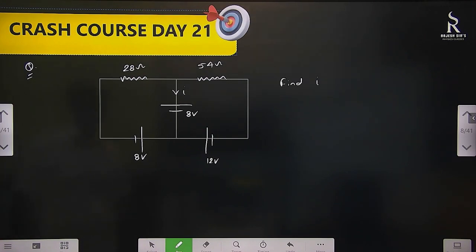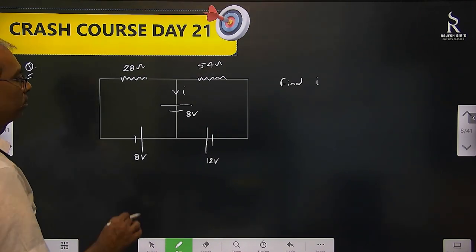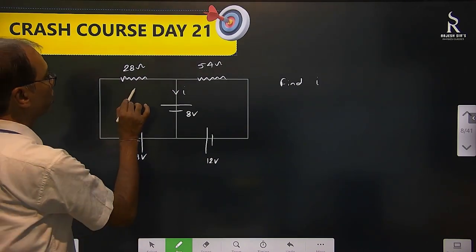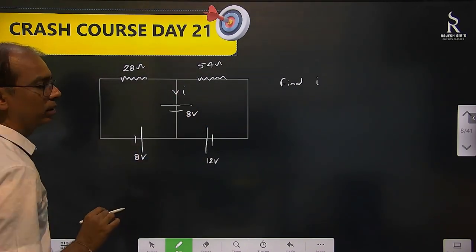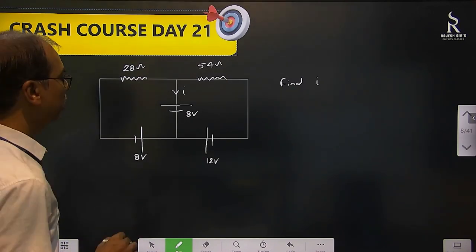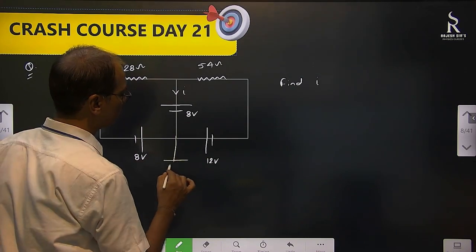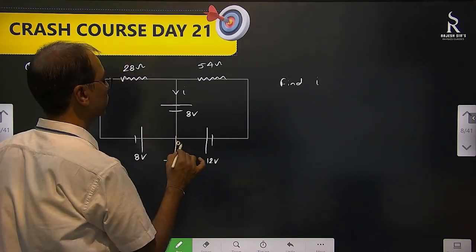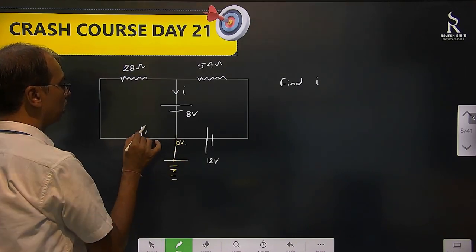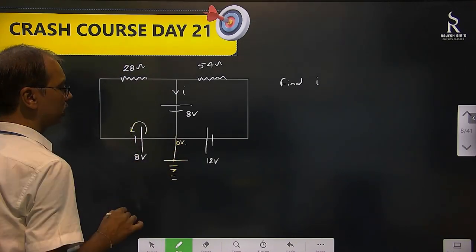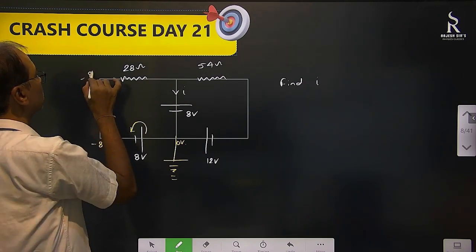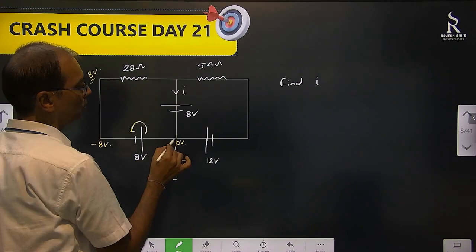Okay, let's see. Okay, multiple batteries are here in this one, and we have to find current. 28 ohm, 54 ohm, and we have to find current. So what to do? Same way. Let's assume where is 0. So assume that this is 0 for us. A 0 means just connect with the earth. That 0 volt is here. So if this is 0 volt, you see here you are moving from higher potential to lower potential in a battery. So here will be minus 8. Here is minus 8. Okay, here is 0.